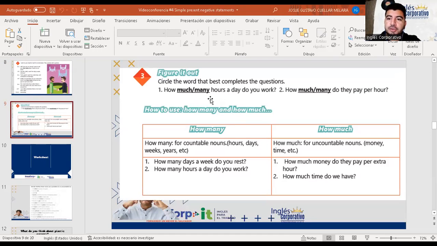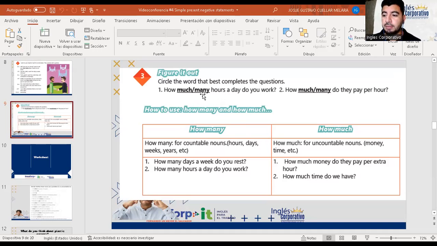Then here we have two sentences. Circle the word that best completes the questions. Number one, how many hours a day do you work? Number two, how much do they pay per hour? Then we have how to use how many and how much.